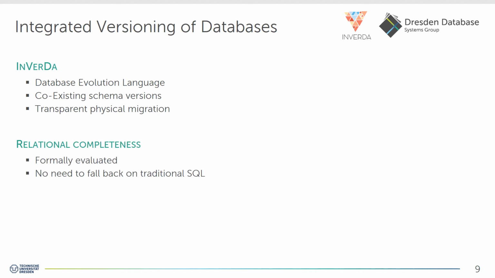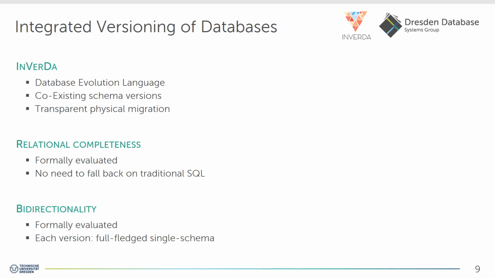Additionally, InVerDa provides two formal guarantees. First, it's shown to be relationally complete, so there should be no need to fall back on traditional SQL. And second, it's shown to be bidirectional, so no matter which schema version is physically materialized, each schema version acts like a full-fledged single schema database for the user.